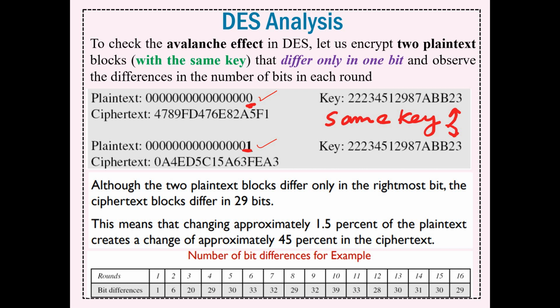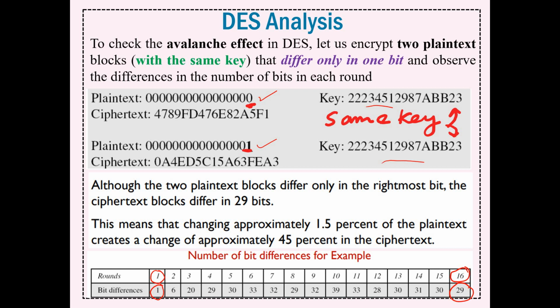Now, in both the cases, what is happening? We are using the same key. Over here, you can see the same key has been used in both the cases. And if we go on doing it for both the plain text for 16 rounds of calculation, we can find out, you can see over here that for round 1, the bit difference is 1. But when we go to the 16th round, around 29 bits will be different. So for a 1 bit change in the plain text, there is a 29 bit change in the final ciphertext.